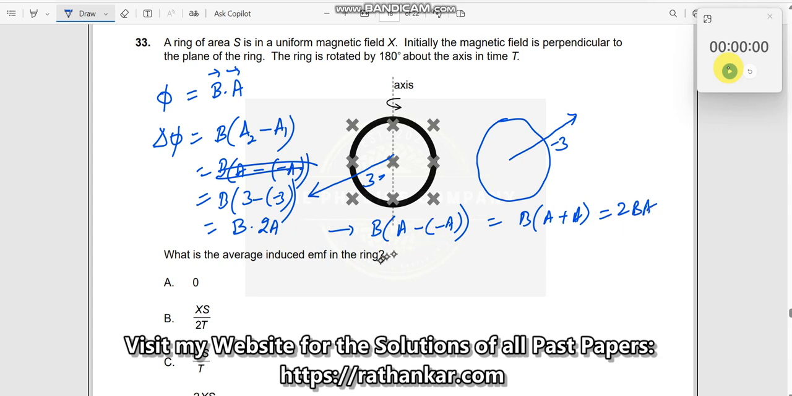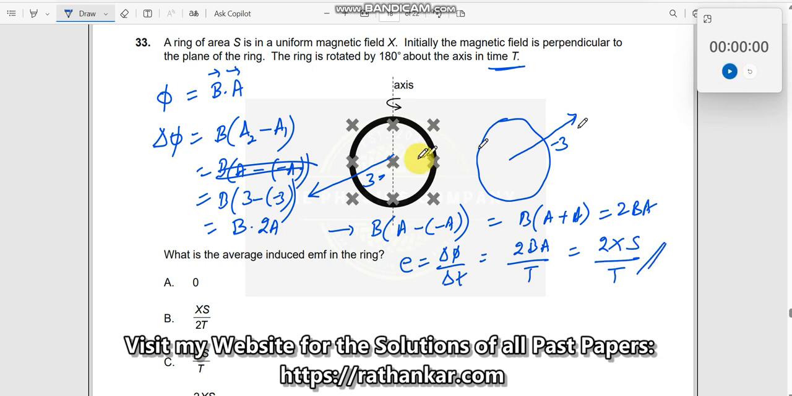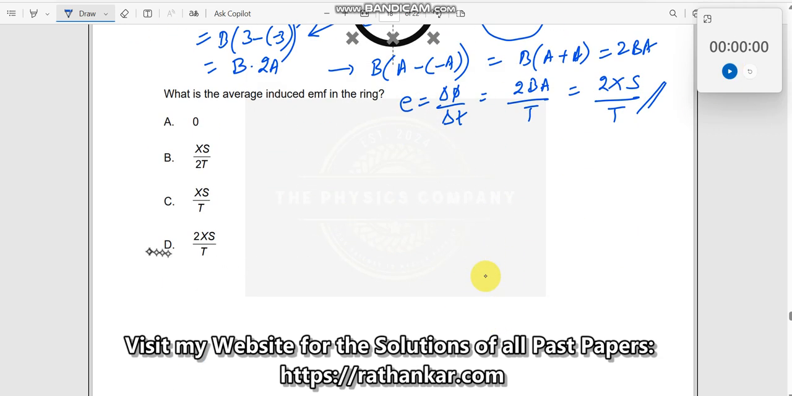Now the induced EMF E is equal to delta phi divided by delta t. When did this area change happen? The direction change happened in a time t, because it was flipped only by 180 degrees. Thus delta phi is 2BA and the time is t. Here instead of B, the magnetic field is X, and the area A is S. So the answer should be 2XS by T, which is option T.